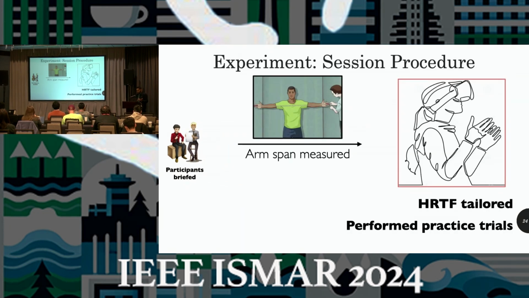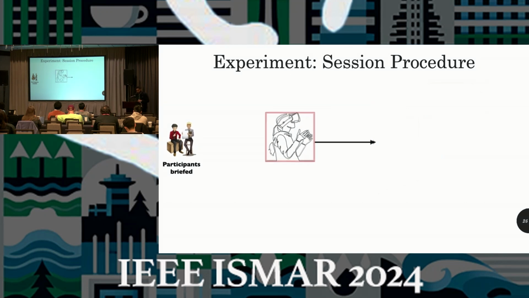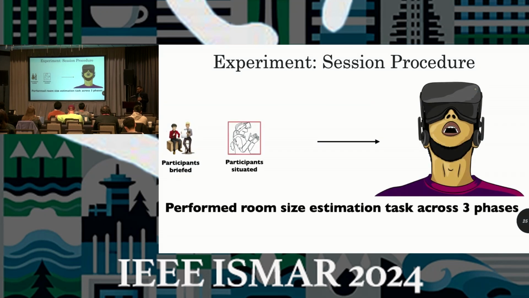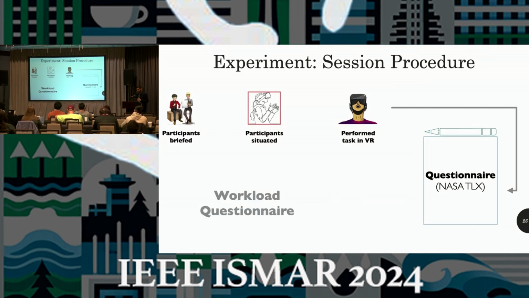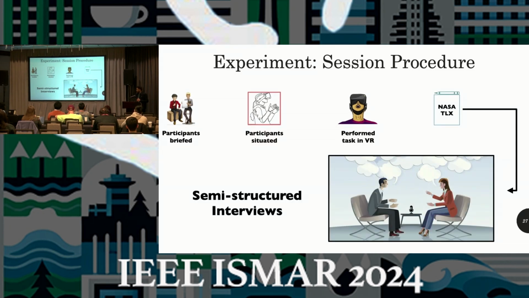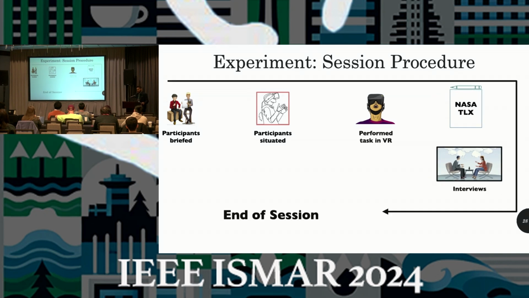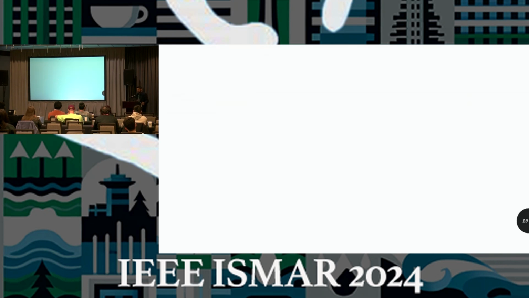Their arm spans were then measured, and then we tailored the HRTF to each participant based on their anthropometric parameters, following which they performed a set of practice trials on room sizes that were different from the actual tested trials. Then they performed the task across the 3 phases: pre-test, calibration, and post-test, following which they answered a battery of questionnaires, one of which included the NASA TLX. They then engaged in semi-structured interviews, and this marked the end of the session, where they were compensated and thanked for their participation.